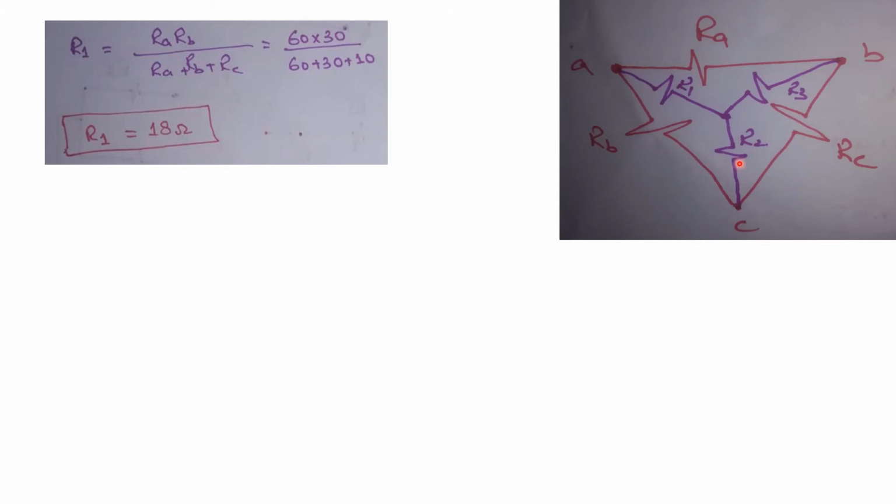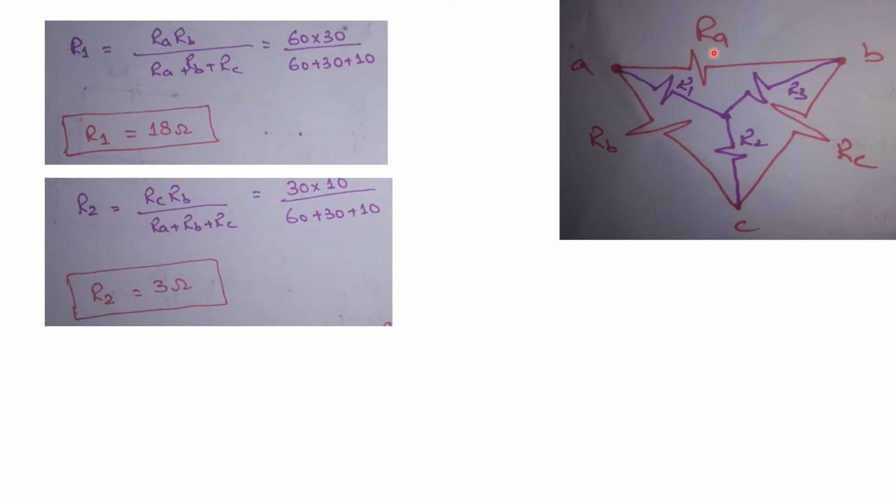Now the value of R2 is equal to the product of RB and RC divided by the total sum of the resistance of that delta network. So R2 is equal to RC RB divided by RA plus RB plus RC. When you substitute the values, you will get the value of R2, which is equal to 3 ohm.